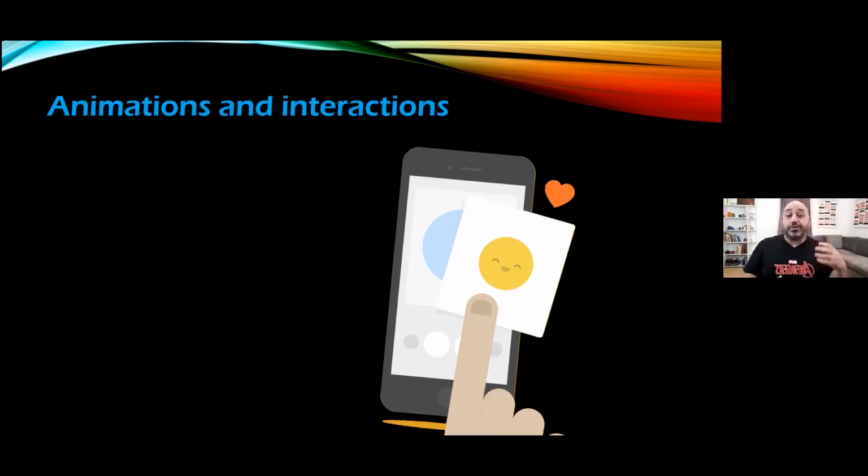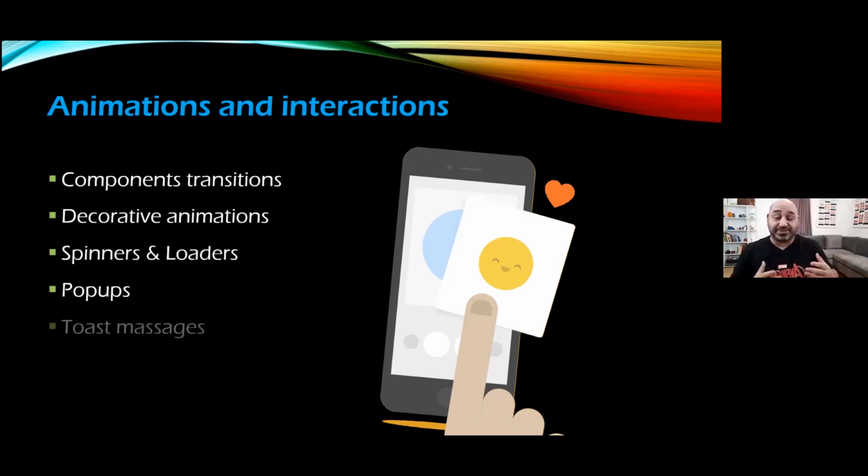When you start a new project, sit down with the other party. If you're a designer, sit down with the developer. If you're a developer, sit down with the designer and talk about animation, discuss component transitions, like how it will open, how it will close, go in, go out. If you have decorative animations on your website, talk about it. How do you want it to act? How do you want it to interact with the user?